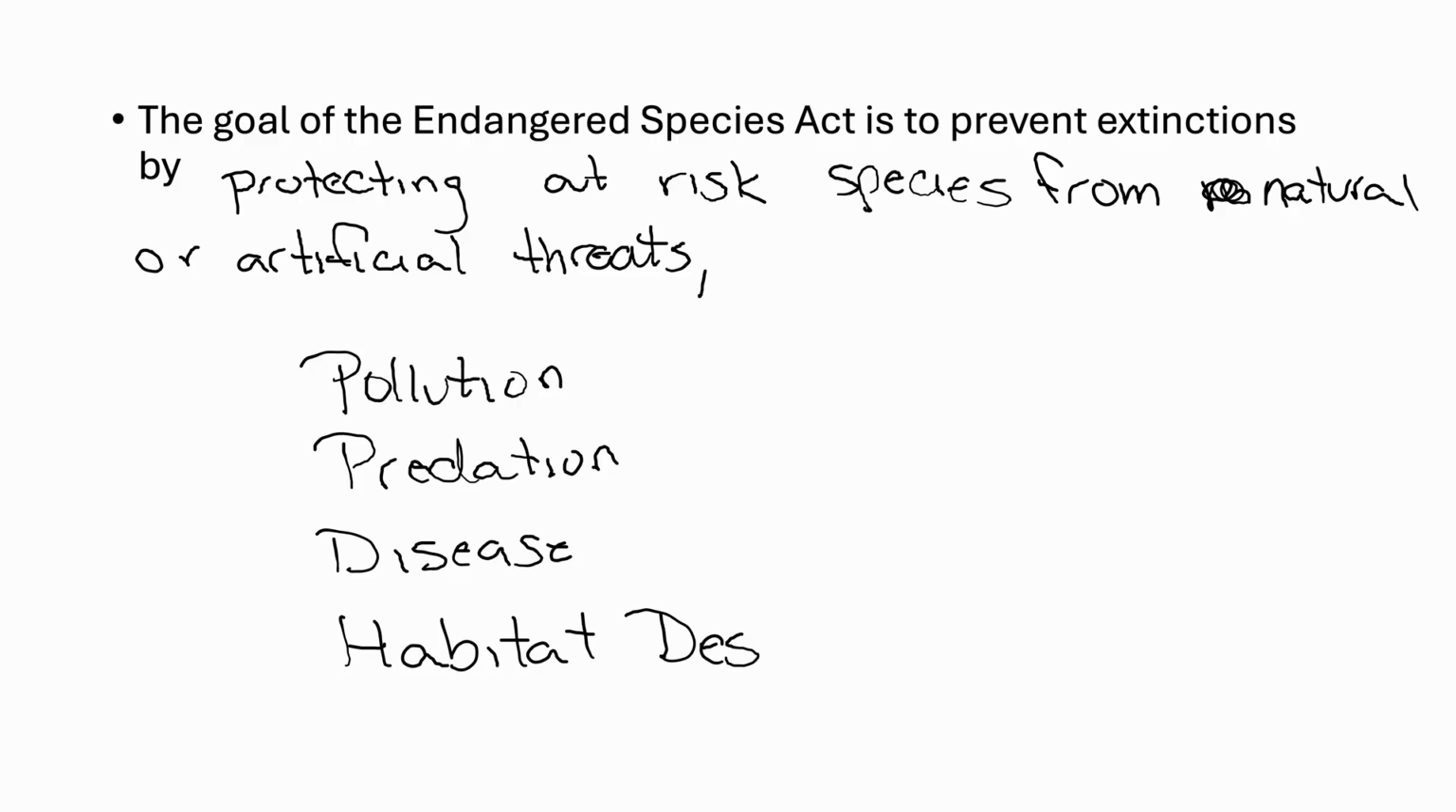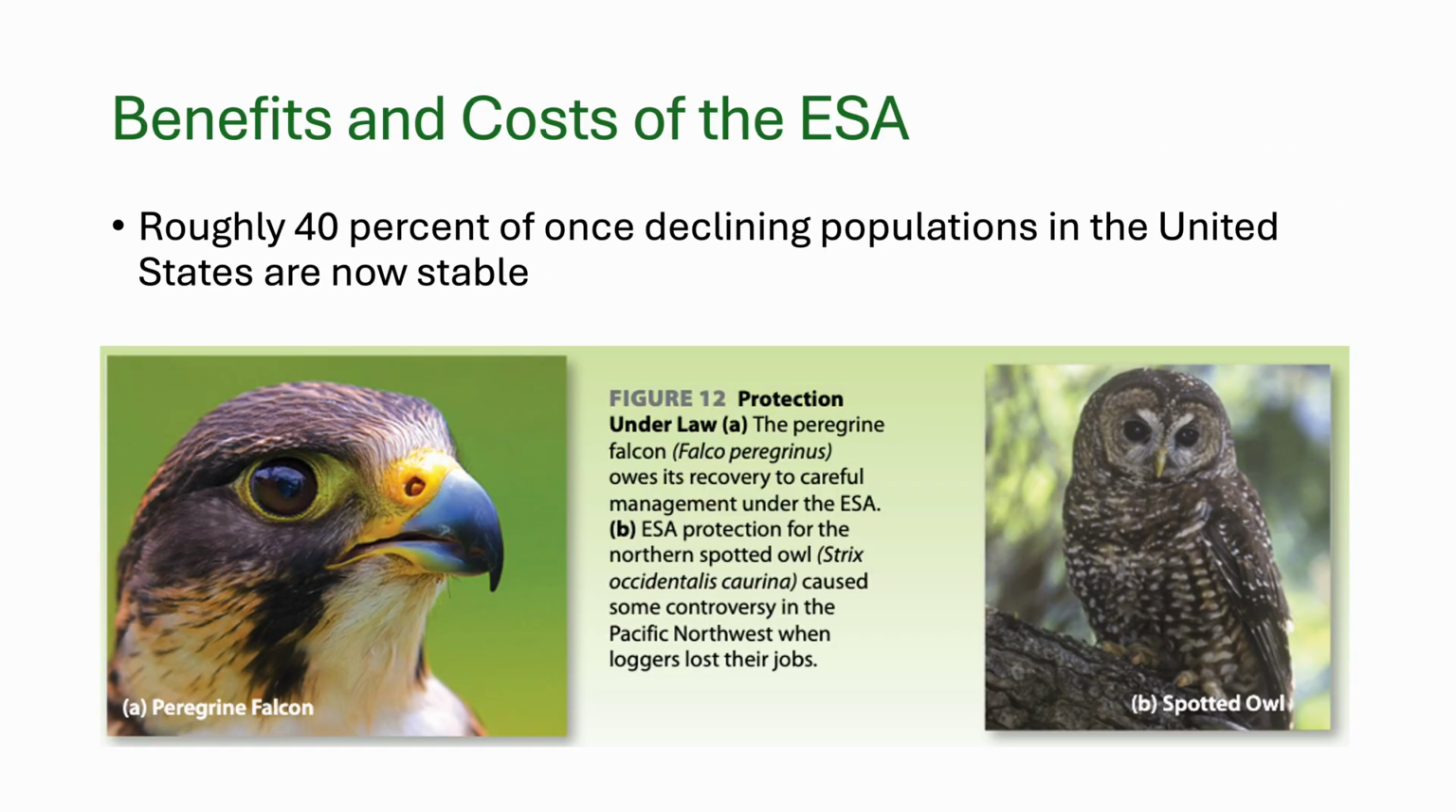So the Endangered Species Act is kind of an encompassing thing. It could stop people from polluting an area. It can stop things from eating a particular species, help cure a disease, and stop habitat destruction. All those are protected under this law. So there are some benefits and costs to the ESA, or the Endangered Species Act. Roughly 40% of once declining populations in the United States are now stable. Now that is one of the big benefits that we have.